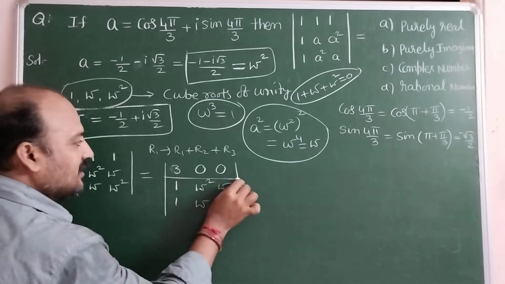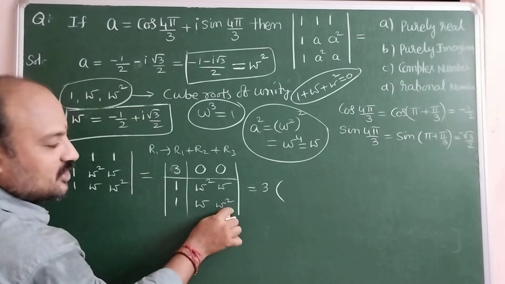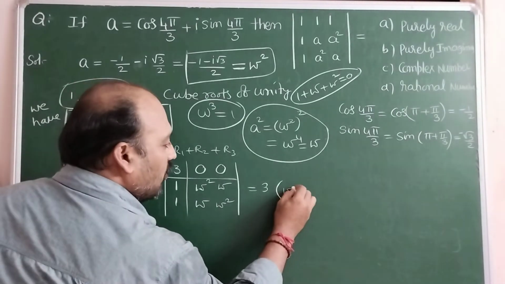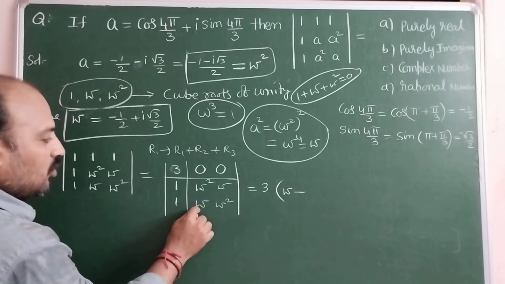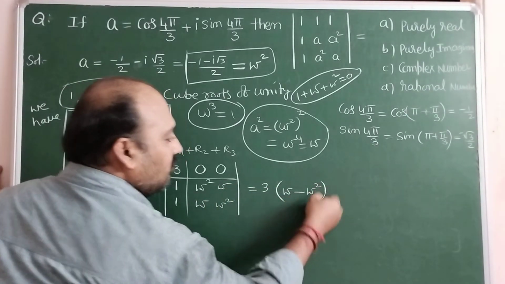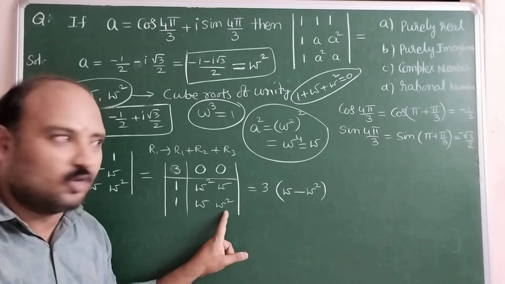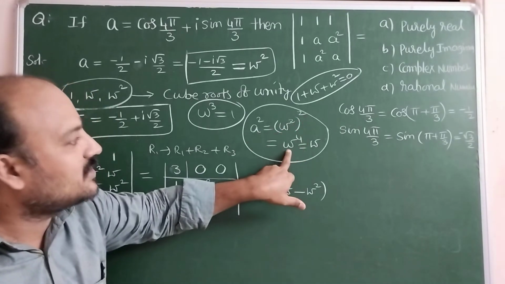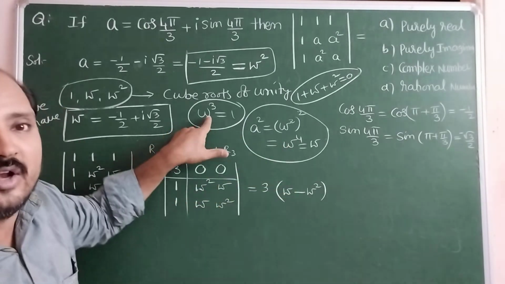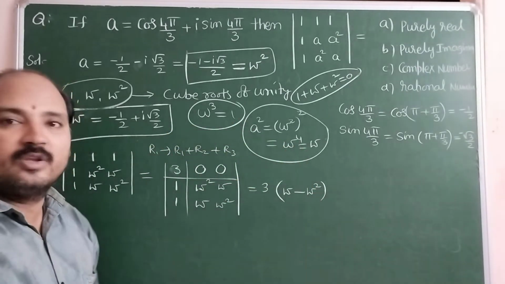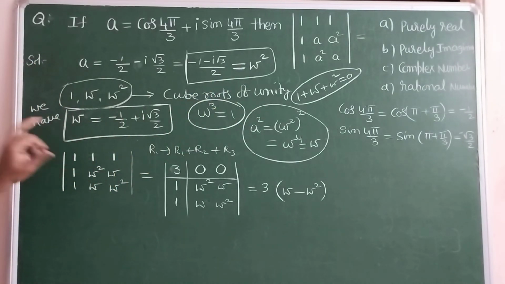So expanding this 3 by 3 determinant: 3 times of (omega square into omega square, omega power 4, minus omega into omega). Omega power 4 means what? Omega cube into omega, omega cube value is 1, so 1 into omega is omega. Here omega square value we have and omega value also we have.